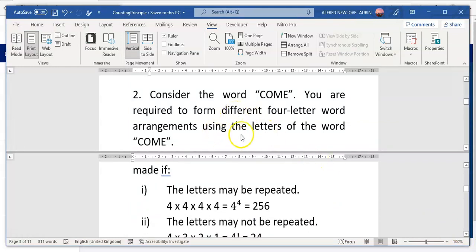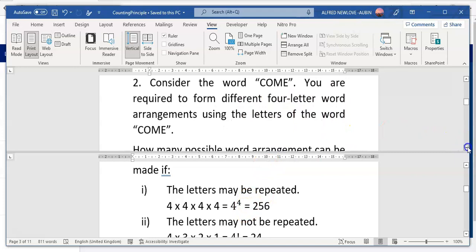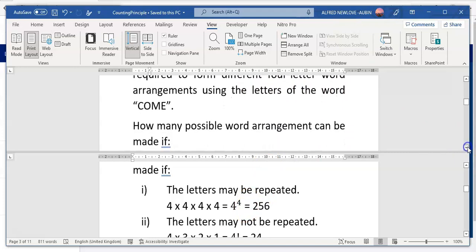Okay, now we are continuing with the question. The same question. How many letter arrangements can be made? We are considering the word "come". How many possible word arrangements can be made if the letters may not be repeated? What does it mean? If you use it in the first space, you can't use it in the second space. The letters cannot be repeated.